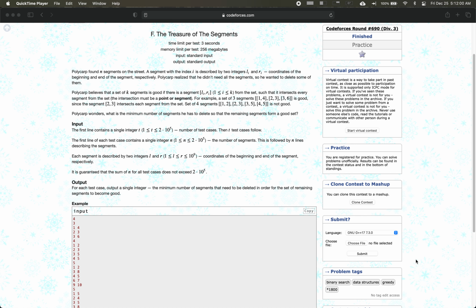In this problem, there are n segments, and we are given the leftmost point and the rightmost point of these segments. We want to find the least number of segments we have to delete to make something called a good set. A good set is basically a set of k segments such that we can pick one segment within the set, and that segment intersects every other segment in that set. Okay, that sounds really confusing.